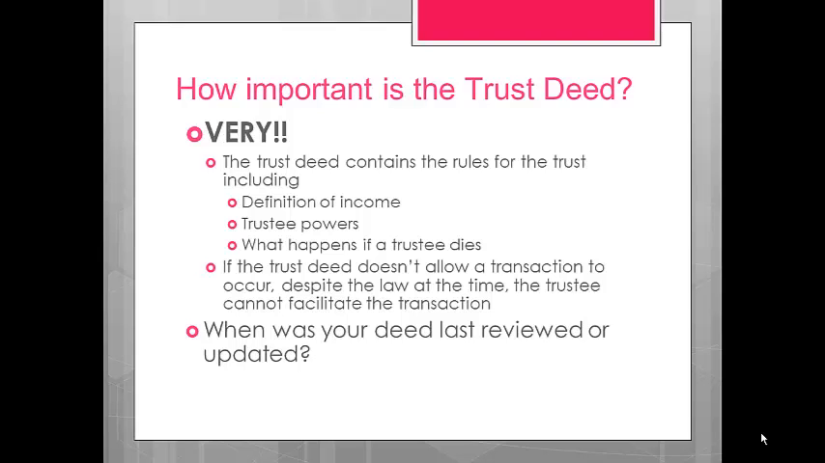If a trust deed doesn't allow a transaction to occur, despite the law at the time, the trustee cannot facilitate the transaction. For example, if your trust deed doesn't say that you can invest in shares, and that's a viable investment and activity for the trust, even though at general law trusts can invest in shares, your trust wouldn't be able to do that without a deed upgrade. So when was your last deed reviewed or updated?